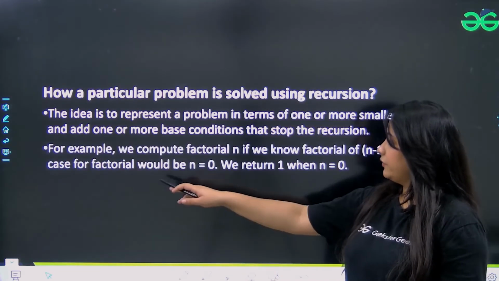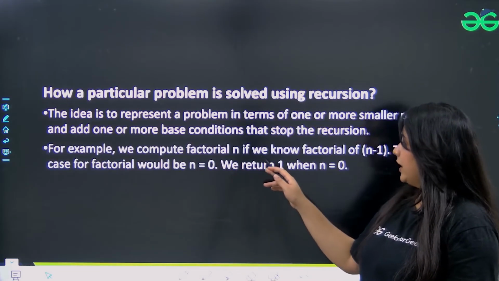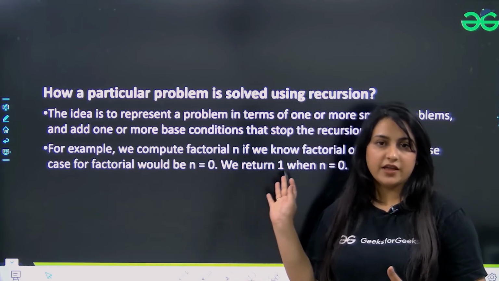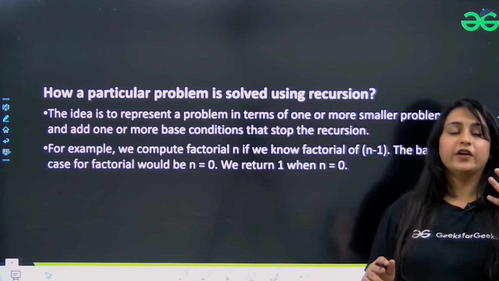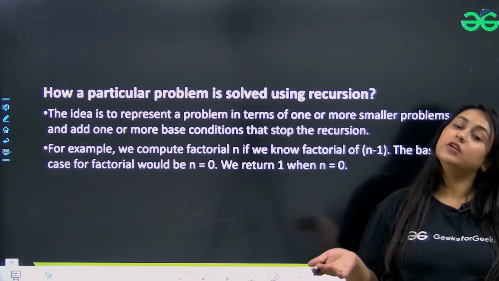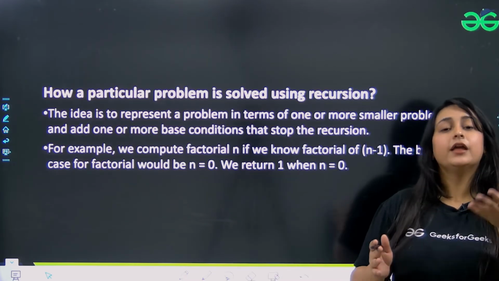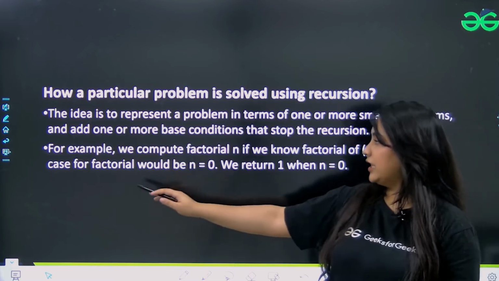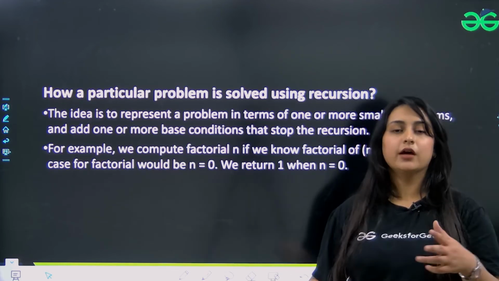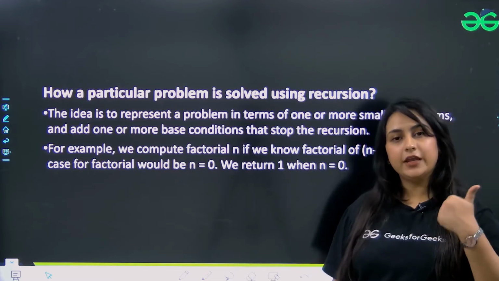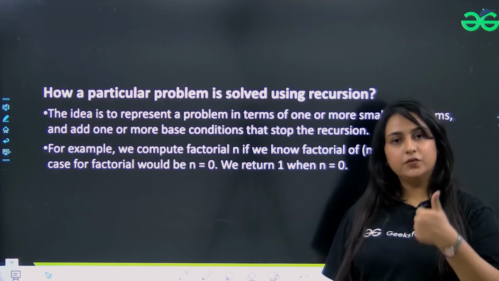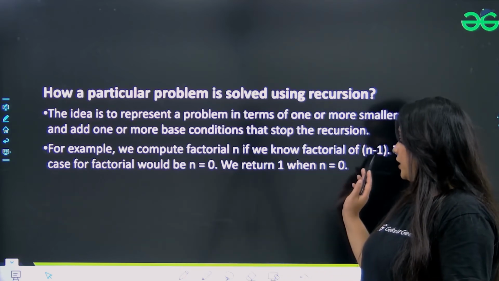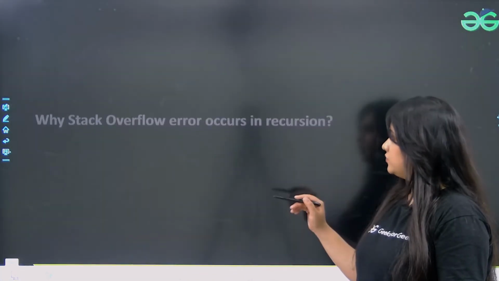The next thing is, for example, we compute factorial of n if we know factorial of n minus 1. As I have already explained, when we know the factorial of n minus 1, we can calculate the factorial of n by only multiplying n with the factorial of n minus 1, right? The base case of factorial would be n equal to 0. Here we can have two base cases basically: n equal to 0, then we return 1, and n equal to 1, then also we return 1, okay? Now let's move to the next thing.